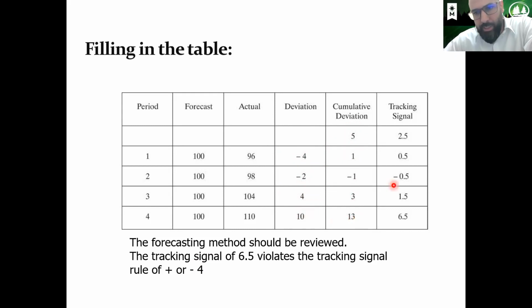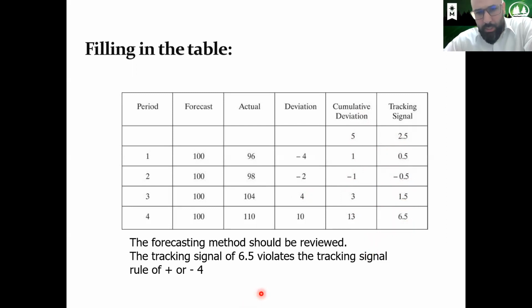Now for the tracking signal, we divide the cumulative deviation by 2, which is given to us as the MAD. So 5 divided by 2 is 2.5. 1 divided by 2 is 0.5. Minus 1 divided by 2 is negative 0.5. 3 divided by 2 is 1.5. 13 divided by 2 is 6.5.